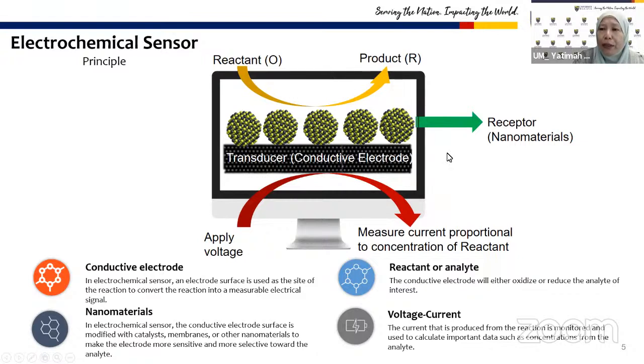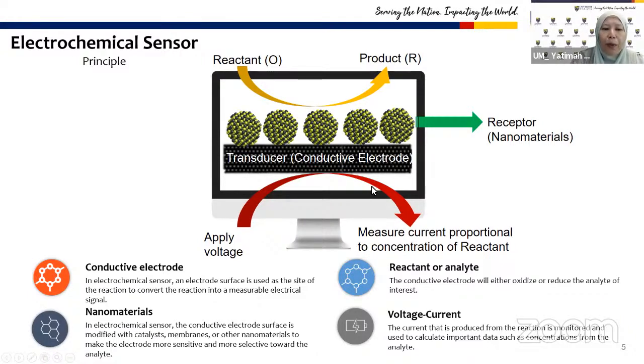And then what can be translated in terms of electrical energy is using a transducer. That's why we need to choose a conductive electrode before we can actually put or deposit any electroactive materials on top of that. So when we do a modification of electrode, we make sure that it's actually electroactive as a whole substrate.